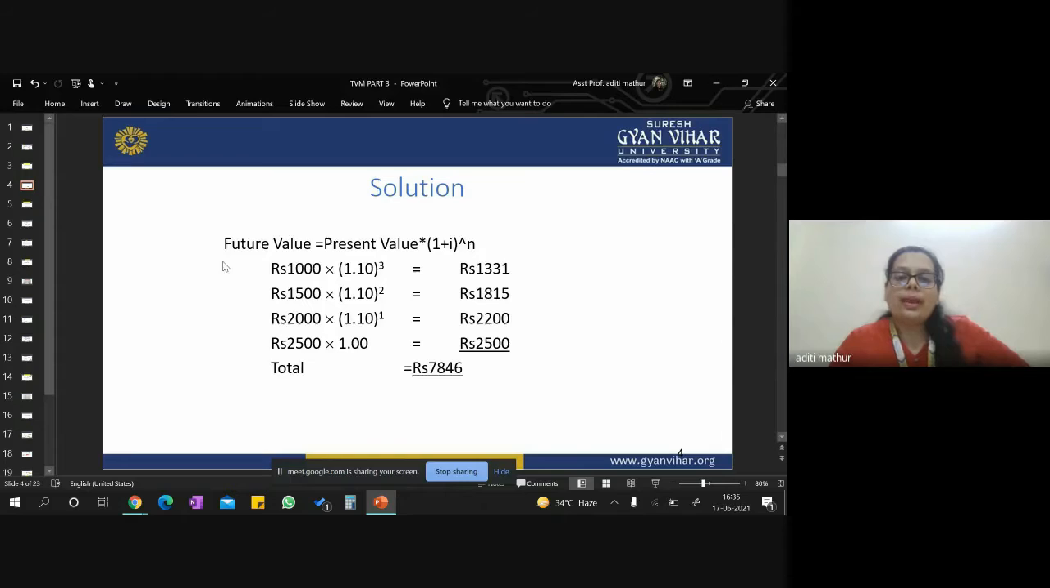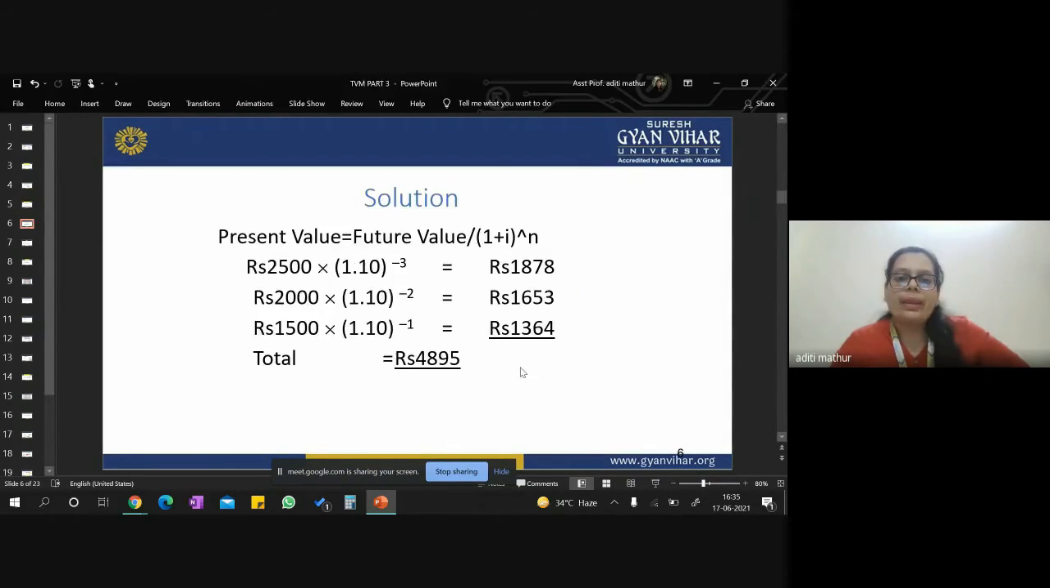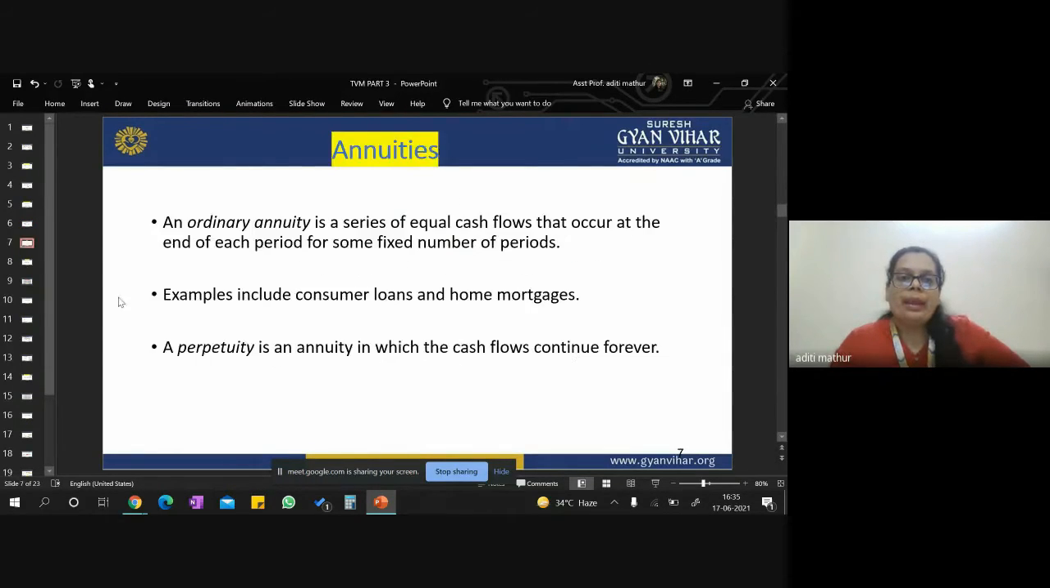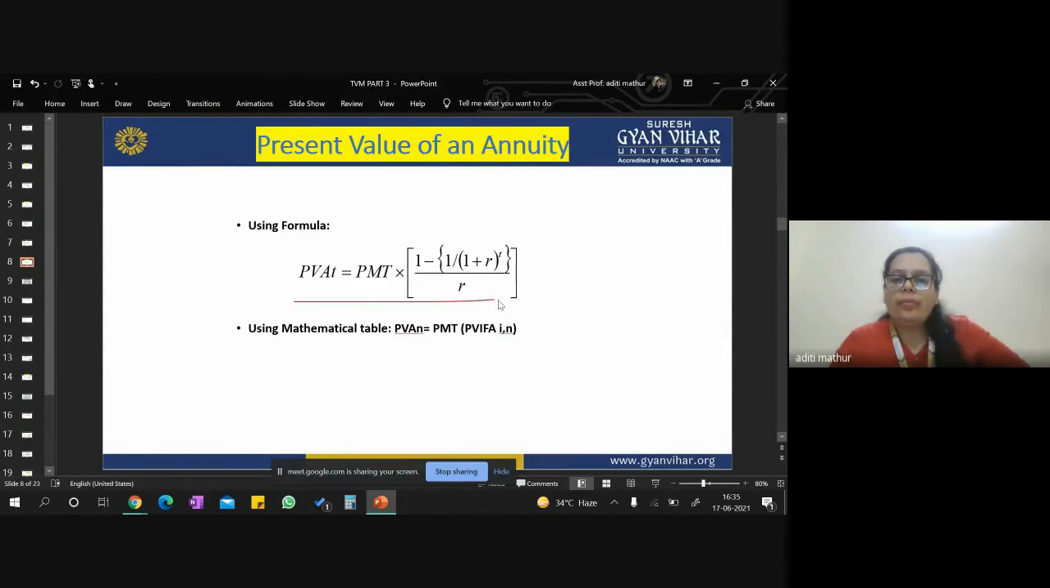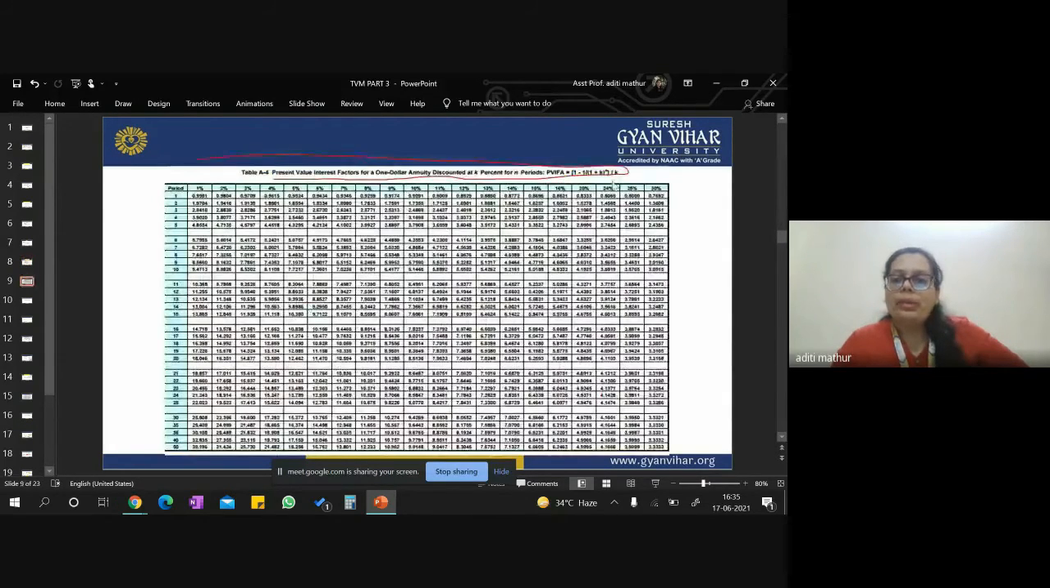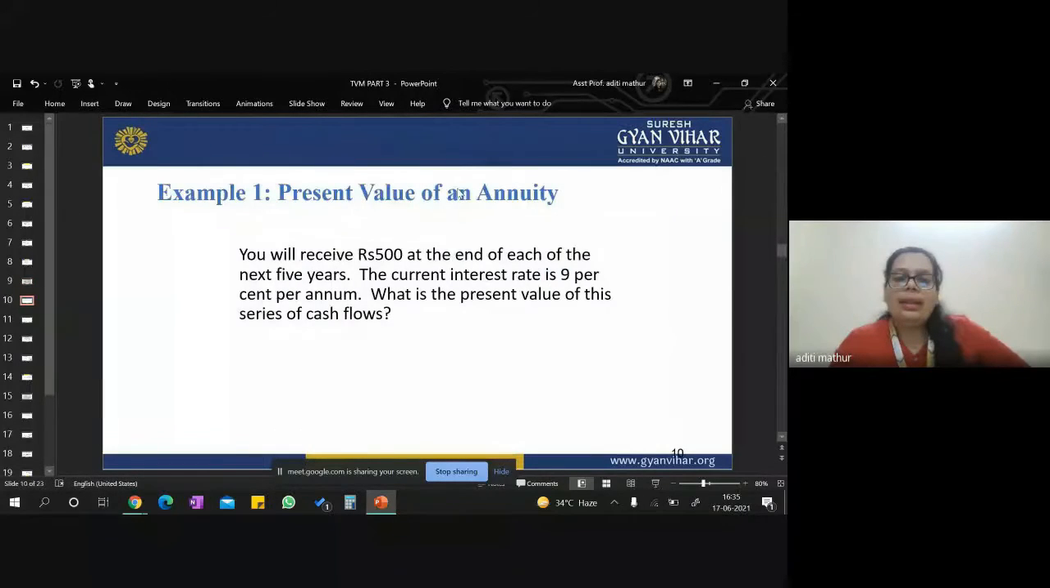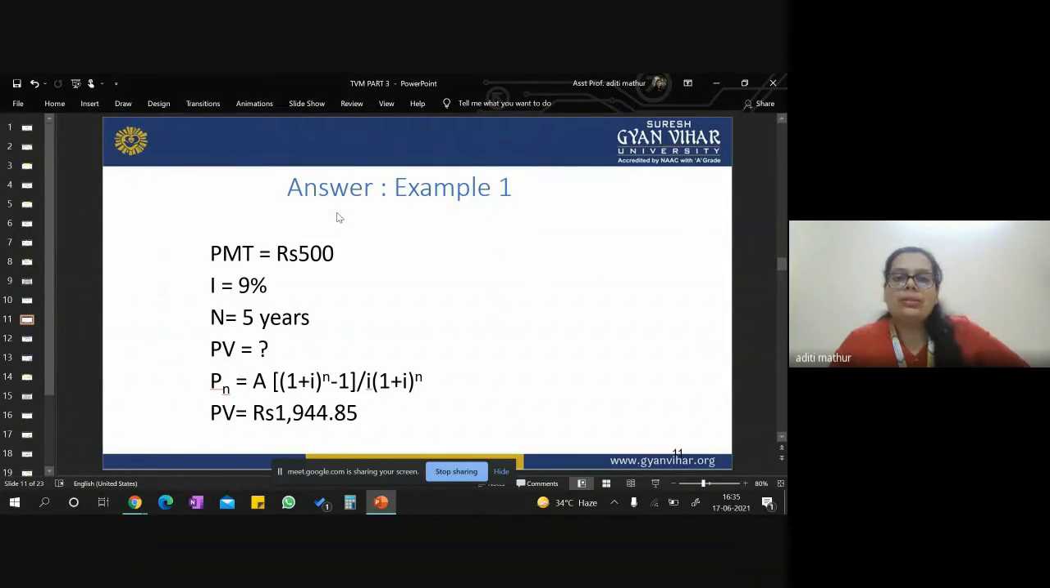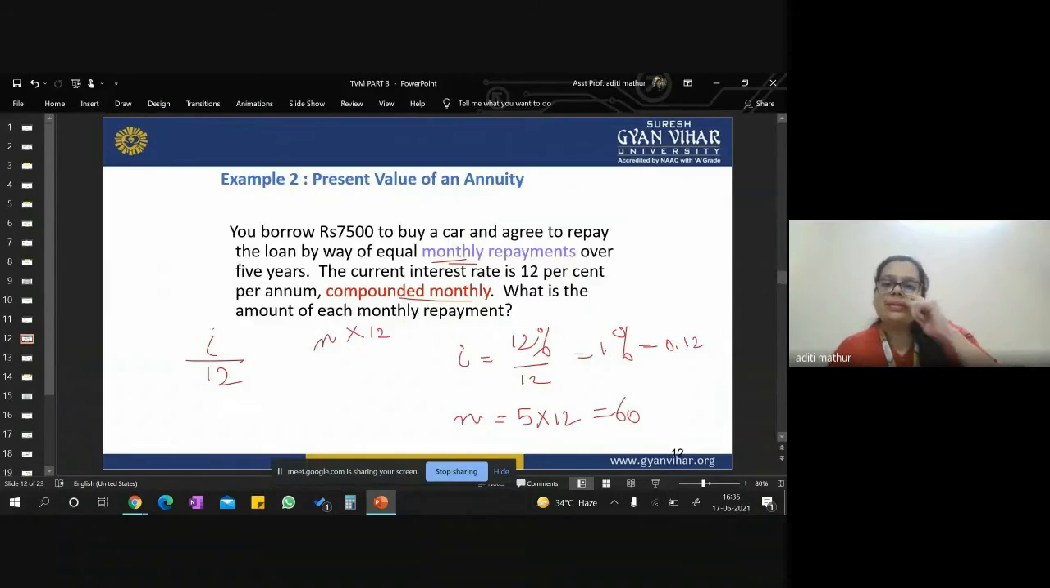This was the formula to calculate the future value, and this is how we calculated it for multiple cash flows. Then the present value for multiple cash flows. Then what is an annuity, right? The examples we looked at. Then the formula to calculate the present value of an annuity, the table, right? Then the present value of annuity numericals, two of which we solved. One was to look at the compounding effect also.